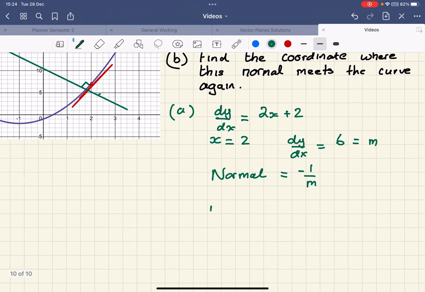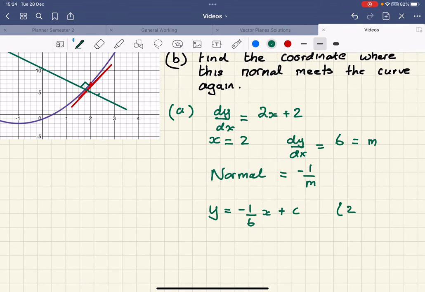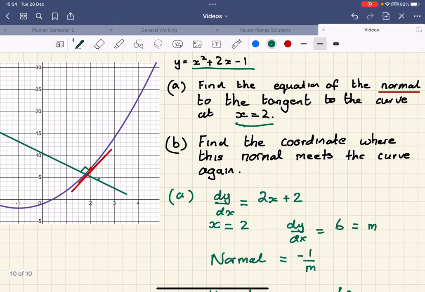Now I'm going to start putting together my line equation. y equals minus 1/6 of x plus c. Now I need some coordinates. I'm going to make x 2 because that's the point I'm at. When x is 2, if we put it back into this equation here, then y will be 2 squared, which is 4, plus 4, which is 8, take away 1, which is 7. And we can see that this one here roughly is (2, 7).